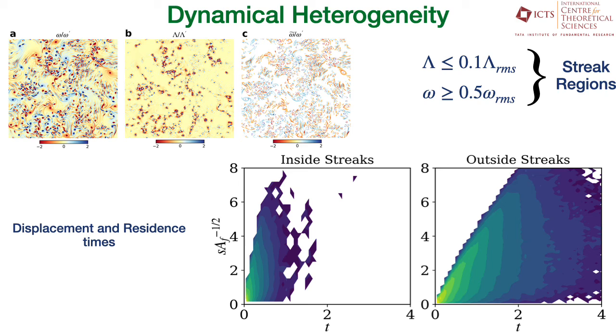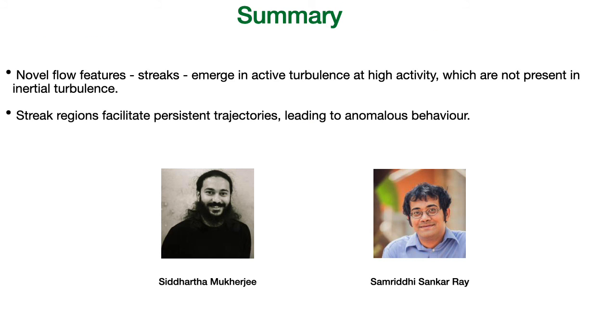The y-axis shows the displacement s, and the x-axis is the time they spent in these regions. While outside the streak regions, the distribution is much wider, signaling that they take a longer time to cover similar distances. So here, ultimately, we have quantified that it's the emergent streaks at higher levels of activity that are really responsible for the anomalous behavior, and that is how I will summarize this talk.